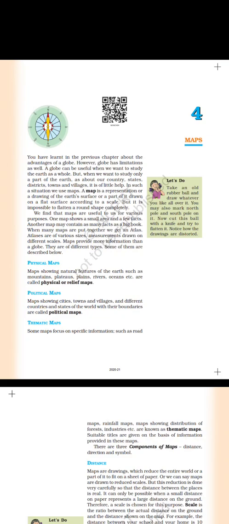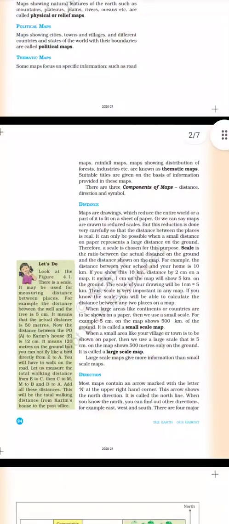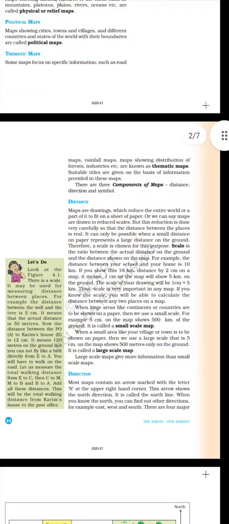Thematic maps. Some maps focus on specific information such as road maps, rainfall maps, maps showing distribution of forests, industries, etc. are known as thematic maps. Suitable titles are given on the basis of information provided in these maps. There are three components of maps: distance, direction and symbol.